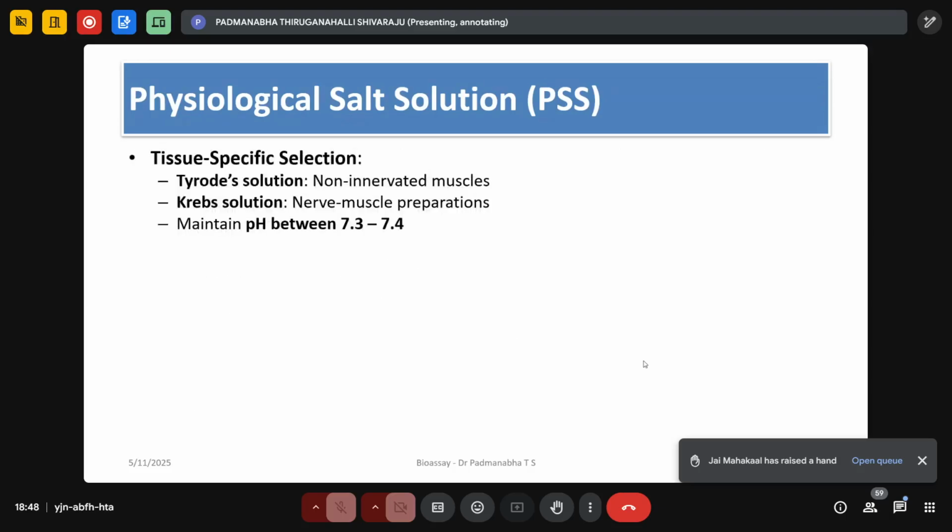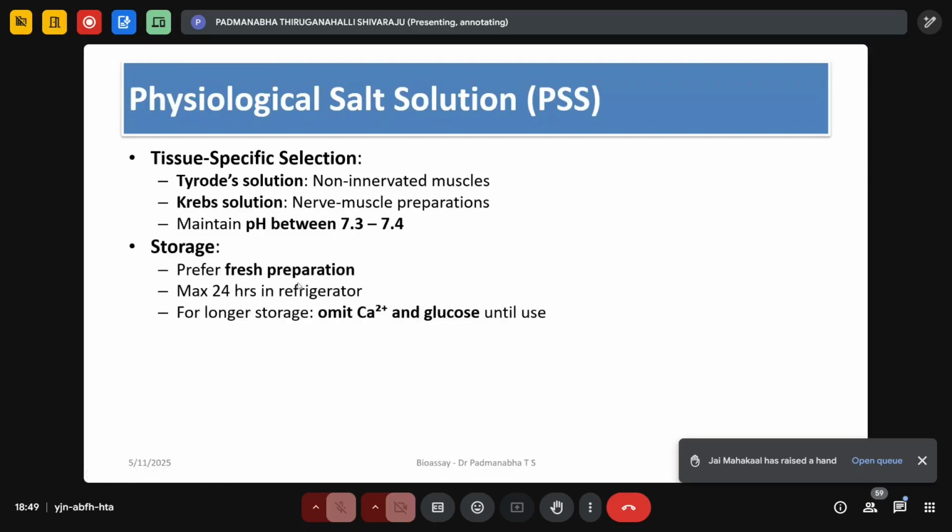And tissue specific selection: Tyrode solution is selected for innervated muscles, and Krebs solution is selected for nerve muscle preparation. Usually you need to maintain the pH at 7.3 to 7.4. Regarding storage, you should always prefer a fresh preparation, which can be kept in place for a maximum of 24 hours. If longer storage happens, then you need to leave out the calcium and glucose until use. At the time of use, you add the calcium and glucose.